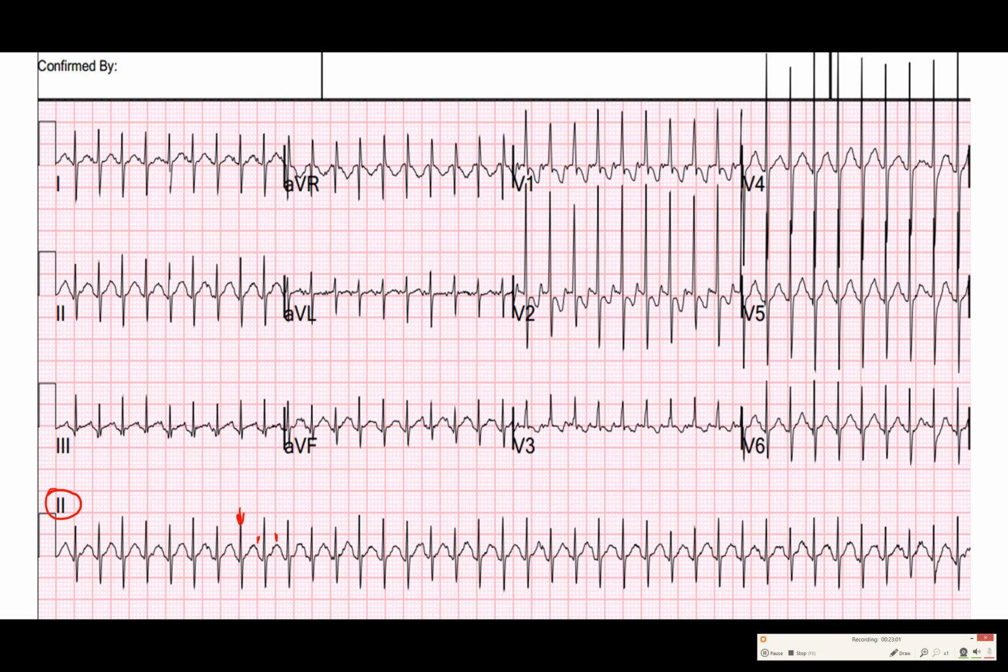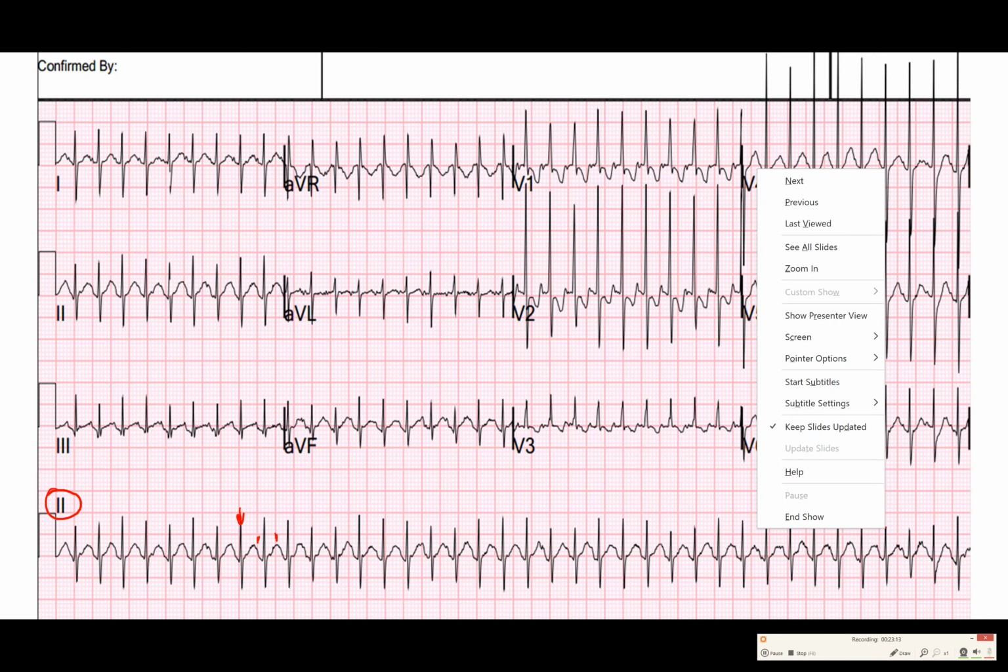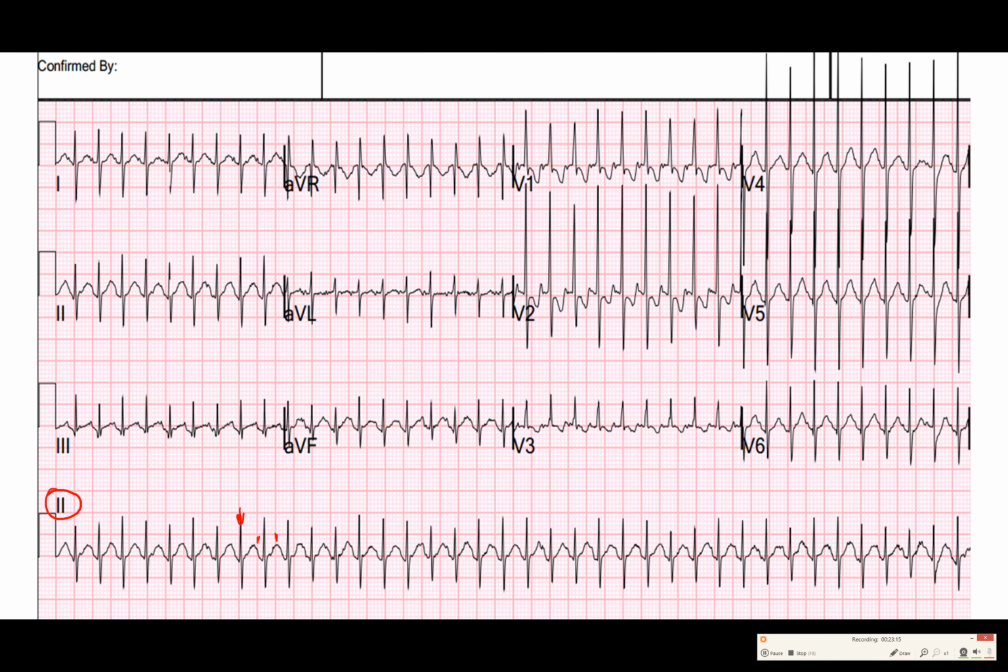Let's pick another one that's on a bold line, if we can find one. Boy, they're hard to find, aren't they? Here's one. That's on a bold line, and there we are again. So faster than 150, slower than 300. You probably would have to count this out. I'm guessing this is 170s, 180 maybe for a heart rate. So this is quite fast. So we have a tachycardia, but it's a regular tachycardia.